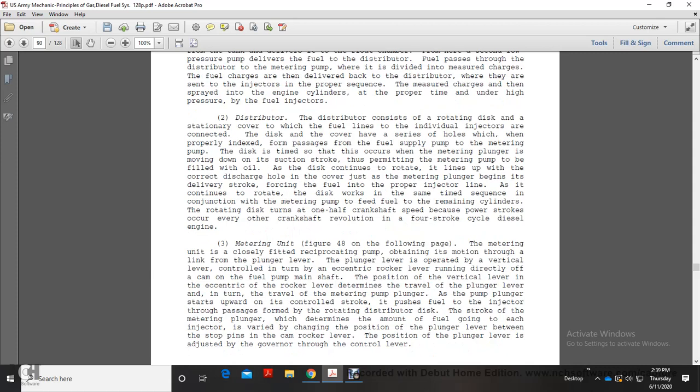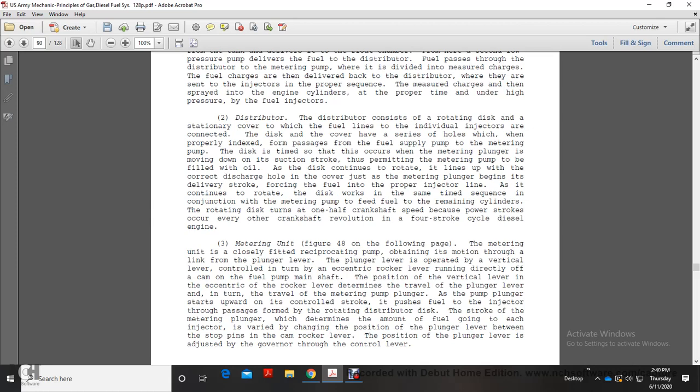Alright, your distributor. The distributor consists of a rotating disc and a stationary cover, with the fuel line to individual injectors connected to the cover. The holes in the disc and cover are properly indexed for the passage of fuel from the supply pump to the metering pump. The metering pump moves down on the suction stroke, permitting the pump to fill with oil as the disc continues to rotate. It lines up with the correct discharge hole in the cover, and the metering plunger begins its delivery stroke, forcing the fuel into the proper injector line.